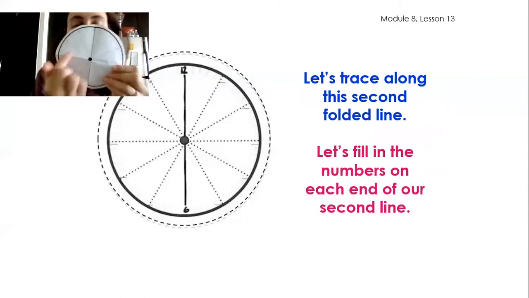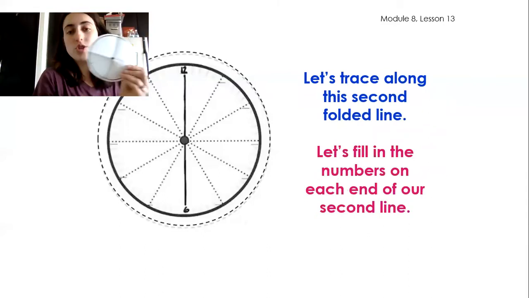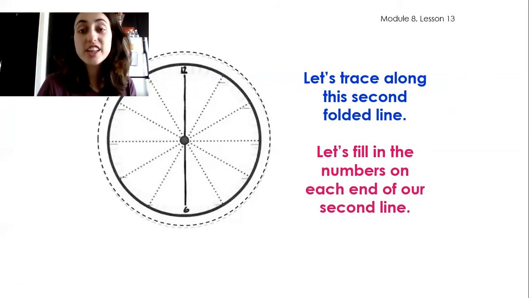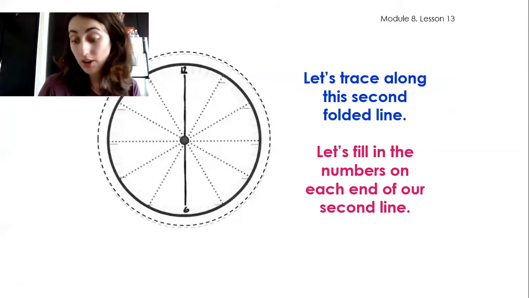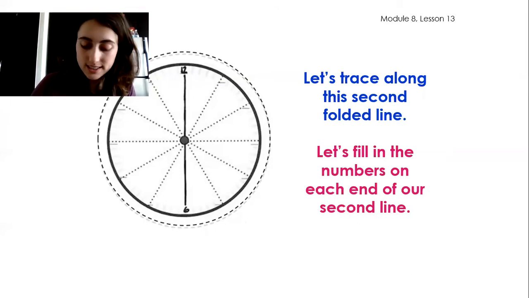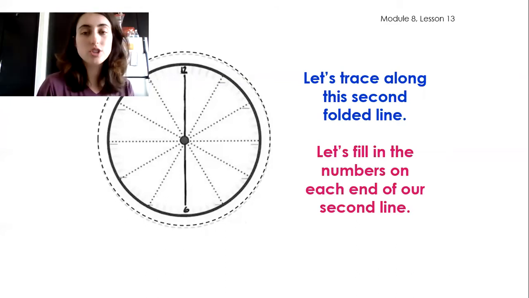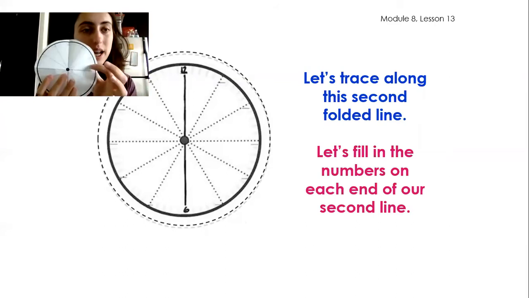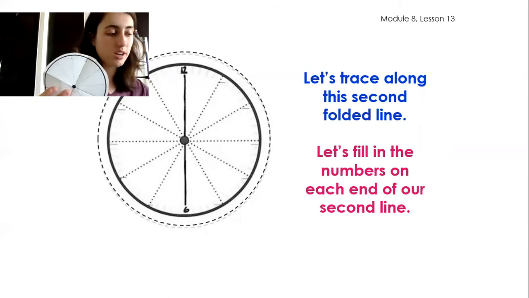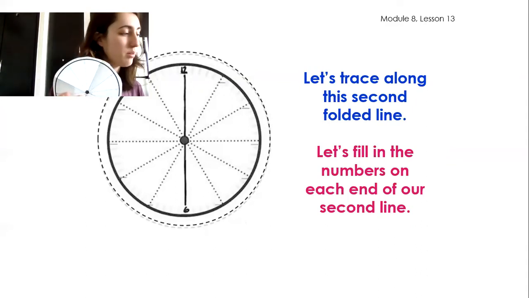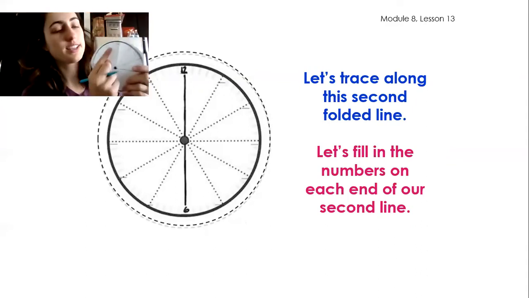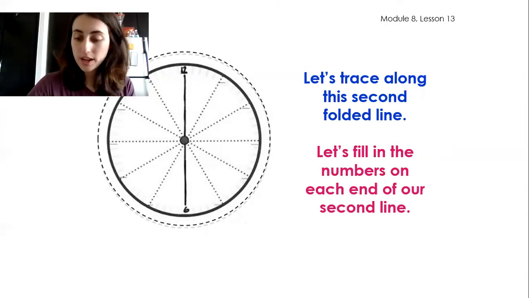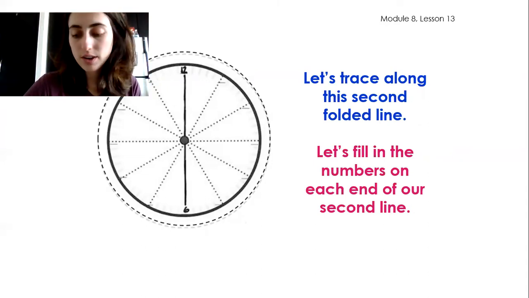So let's trace along the second folded line right here. Trace along it, okay? And let's fill in the numbers on each end of our second line. So on that second line, right after the 12, what is the number that we put over here? What is the number that we put over there? I can say starting with 1. 1, 2, 3. 3 goes on the end of that first line.